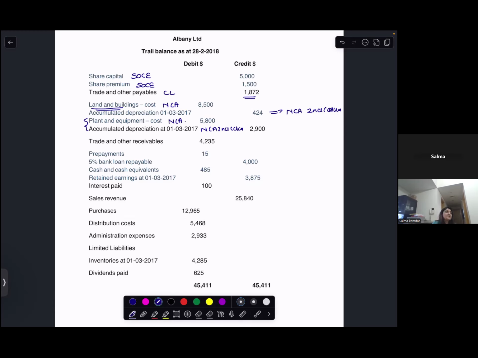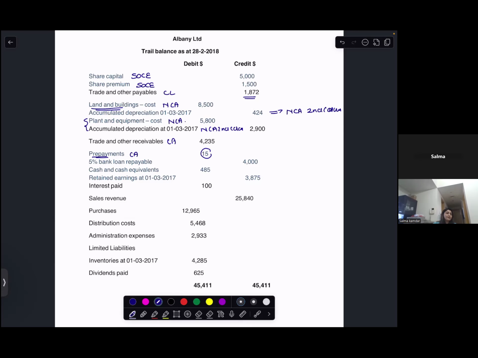Trade and other receivables. Prepayments. For prepayments, you see if it's on the debit side, that means it is prepaid expenses, so it would be current assets. And if you have some prepayment on the credit side, it would be current liability. I hope I'm with you.